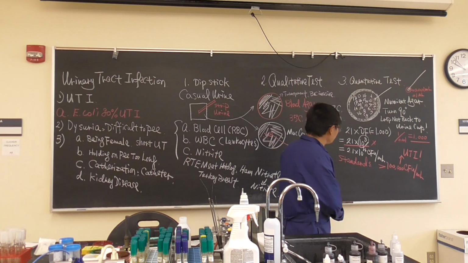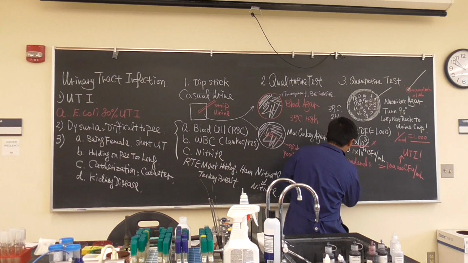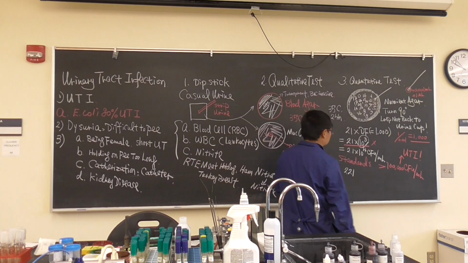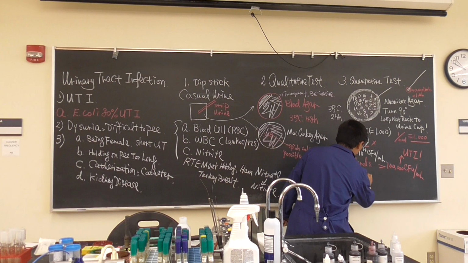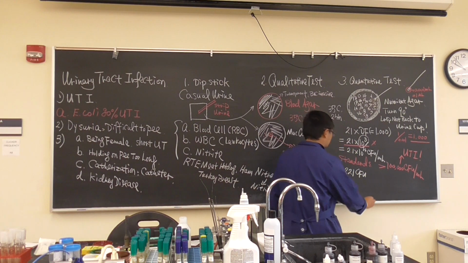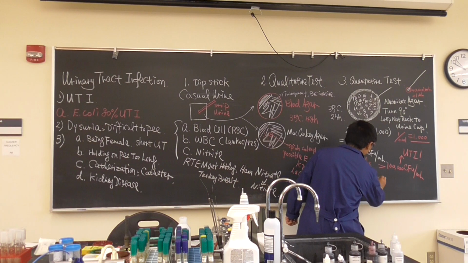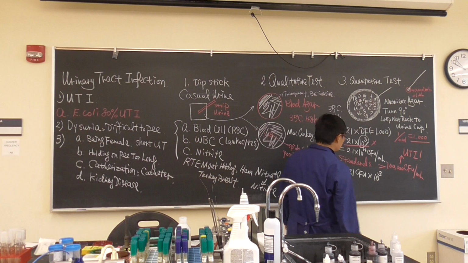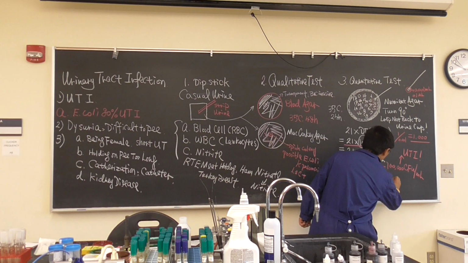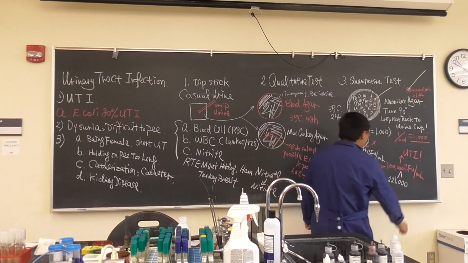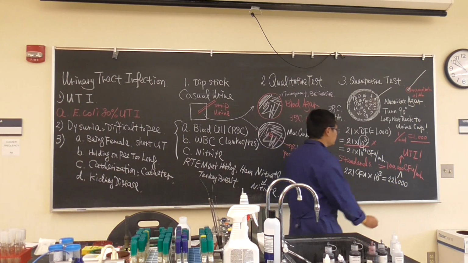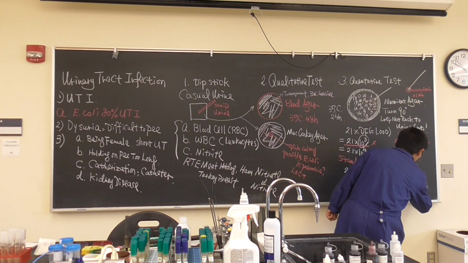Let's say I have another patient, and I get 221 colonies. Then how many bacteria are in there? What's the concentration? That's multiplied by 10 to the 3, which equals 221,000. And this is more than 100,000. So this person has a UTI.